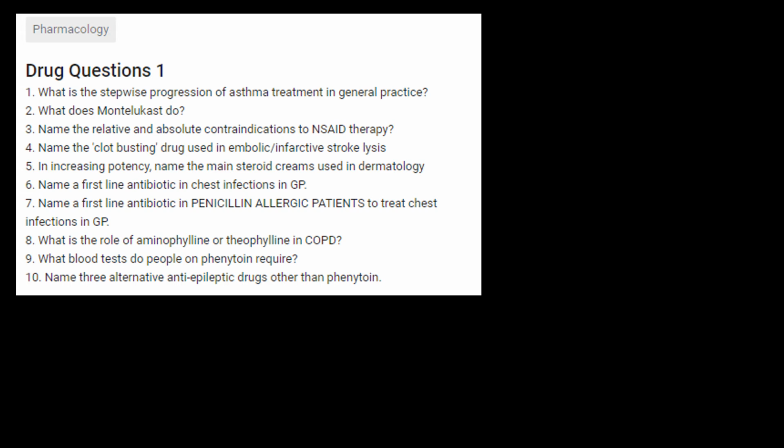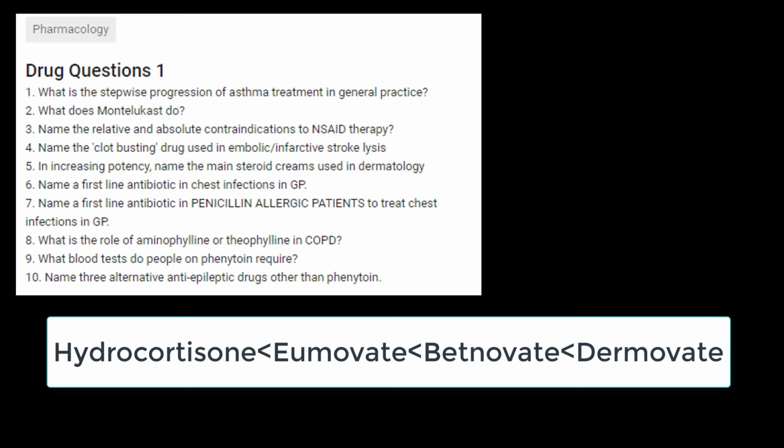So the next question is, in increasing potency, name the main steroid creams used in dermatology. So I'm going to use this from a UK perspective. I'm going to use the brand names of them as well. There's quite an easy way to remember it. It's just hydrocortisone, Eumovate, Betnovate and Dermovate in escalating potency. So hydrocortisone is mild, Eumovate is moderate, Betnovate is potent, and Dermovate is very potent or super potent in your 4 classes.